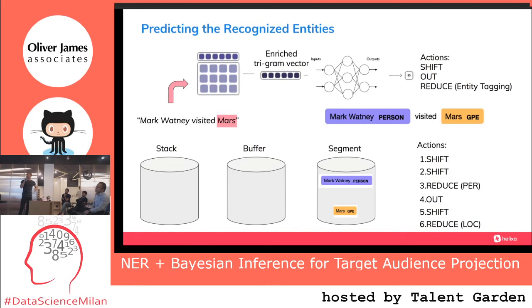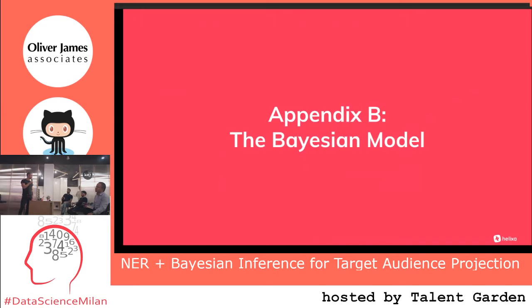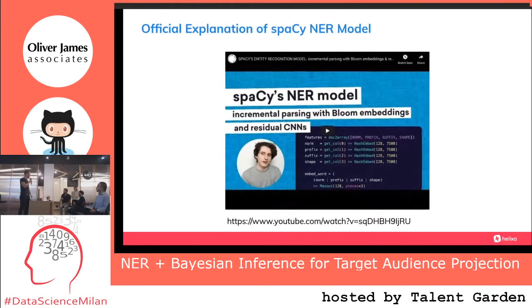So this is a process that takes input raw text. This is the inference phase, clearly not the training phase, and it predicts our set of entities from the input text. The official explanation of this model is at this link. There is a YouTube video that explains in detail how this model works. This is an overview, so if you want to see this video, it's present in this slide, and you can go to the link and watch it.